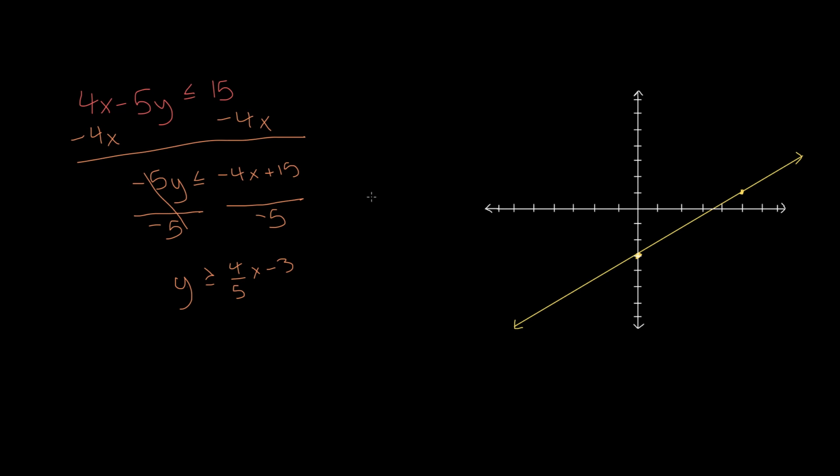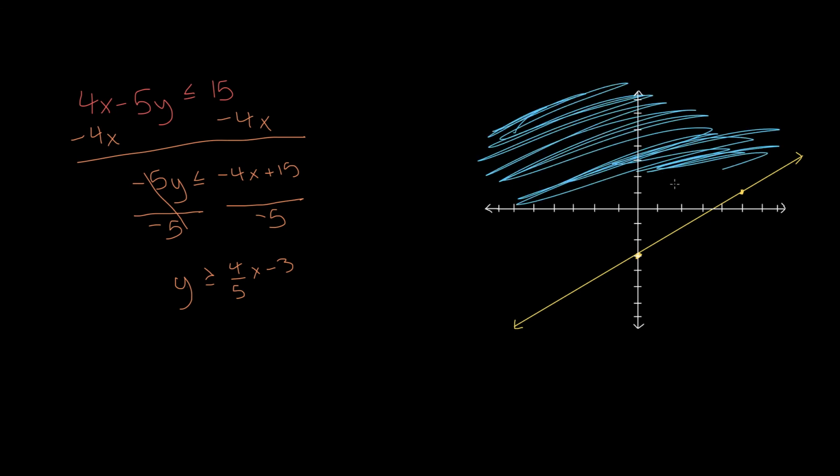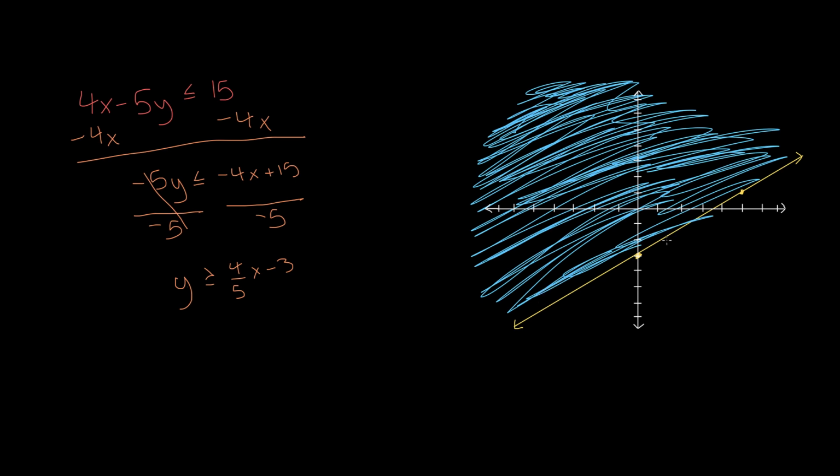From here, we need to shade the graph to get our answer. So it says y is greater than or equal to 4/5x minus 3. So all of our solutions are going to be above the line 4/5x minus 3. So this line right here is our line, and all solutions should be above this line. So we're going to shade everything on the graph that is above this line. And so that is going to be our answer, everything above the line.